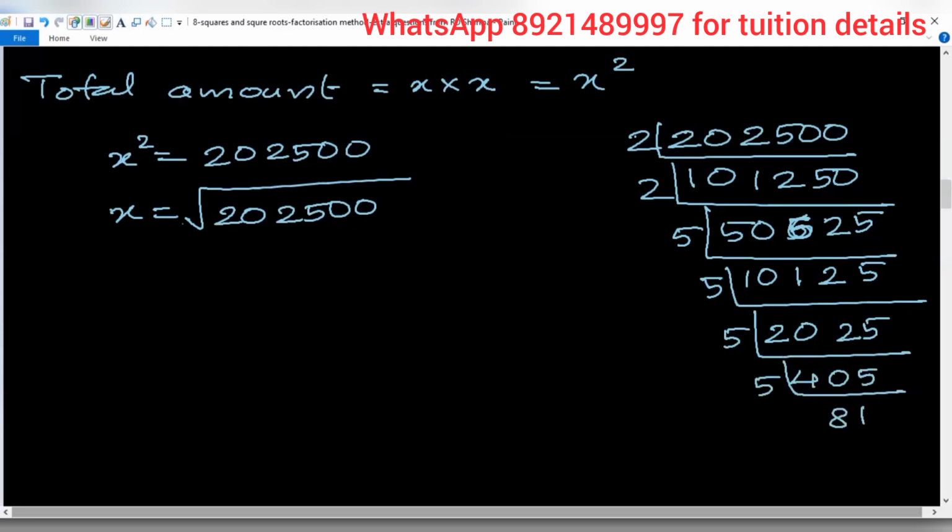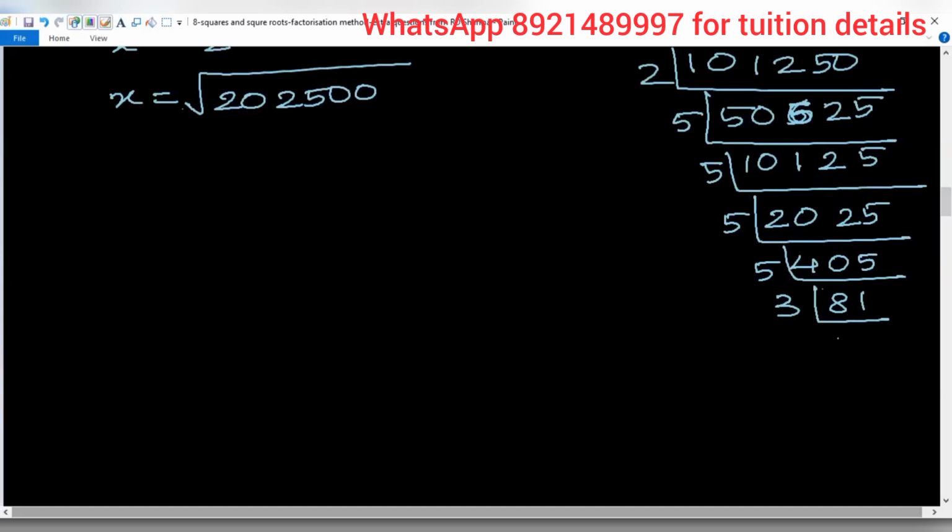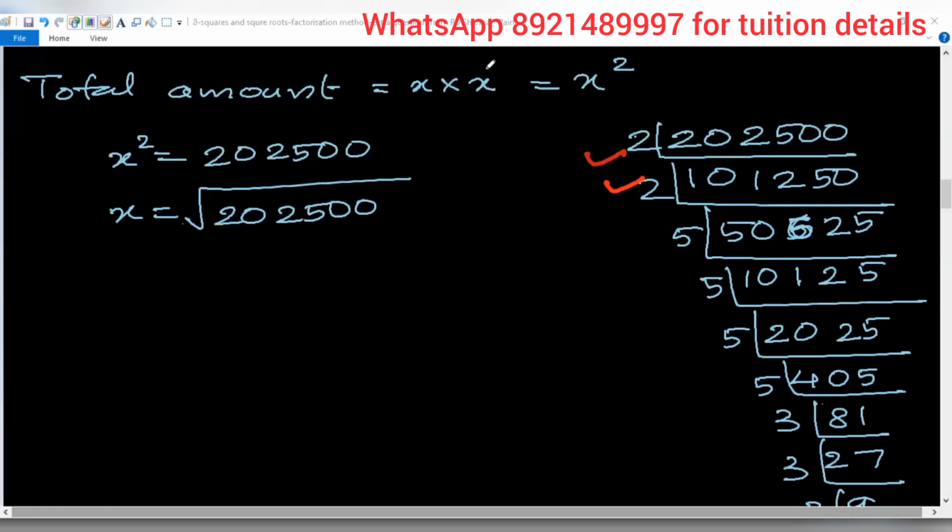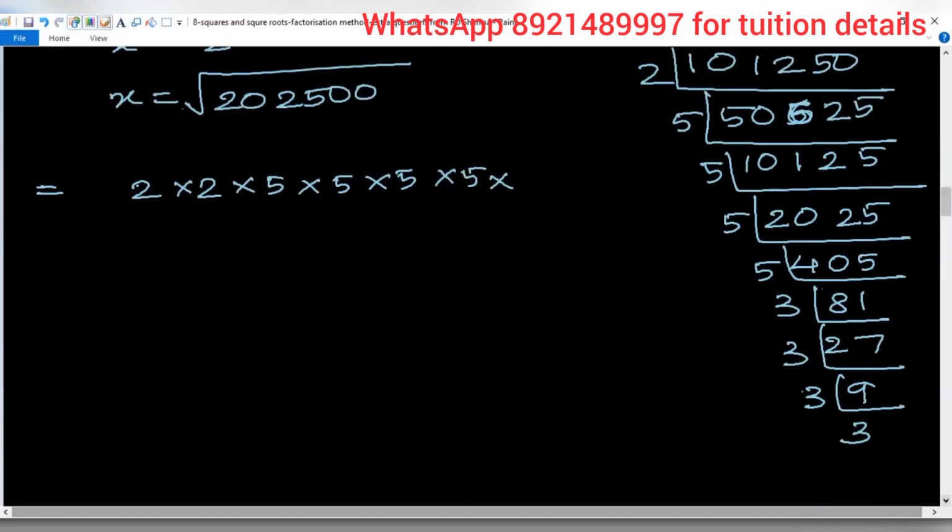So it is 81. Now we can divide it by 3. So 27. Again divisible by 3, 9, 3, 3. Okay, now we'll count how many factors. Each of the factors: 3 comes 4 times, then 5 comes 4 times, and 2 is also there. 2 comes 2 times. Clear? So we can write 202500 is same as 2 into 2, 5 comes 4 times, and 3 also comes 4 times.